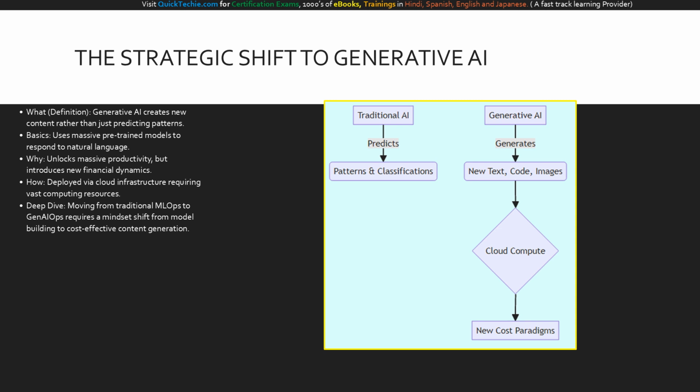In this training, we are going to dive deep into exactly what drives these costs, how to optimize them, and ultimately how to ensure your AI initiatives deliver a massive return on investment.